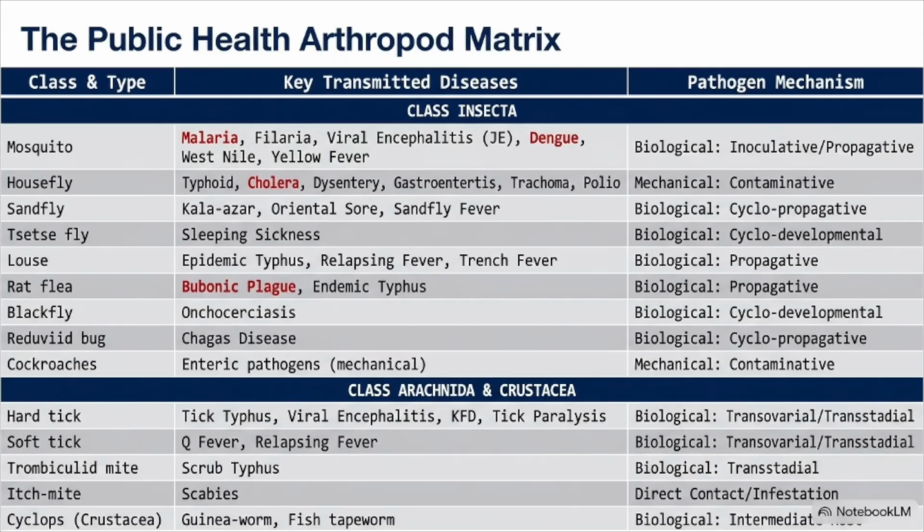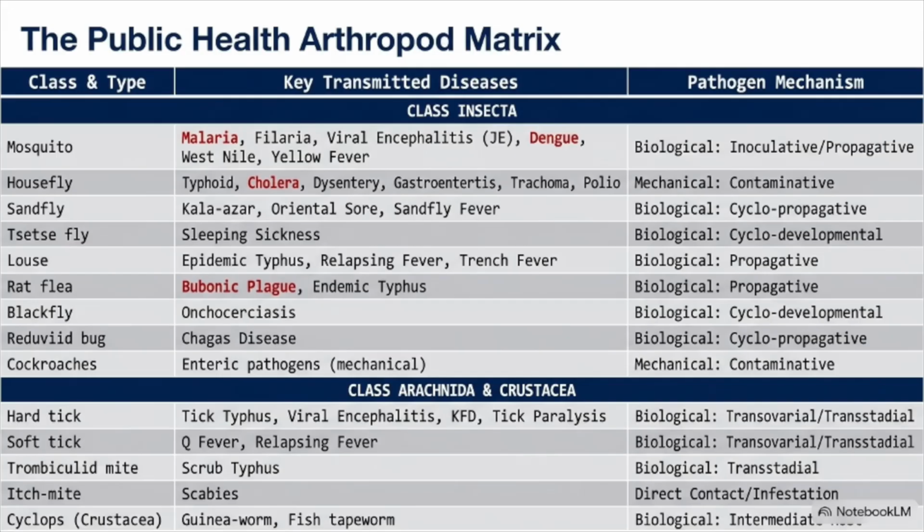Tsetse fly transmits sleeping sickness through a cyclodevelopmental mechanism. Louse transmits epidemic typhus, relapsing fever, and trench fever through a propagative mechanism. Rat flea transmits bubonic plague and endemic typhus, also propagatively. Black fly transmits Onchocerciasis cyclodevelopmentally. Reduviid bug transmits Chagas disease cyclopropagatively. And cockroaches mechanically contaminate food with enteric pathogens.